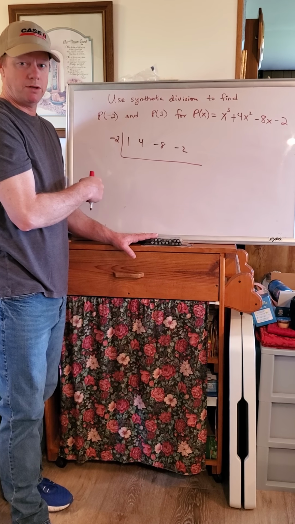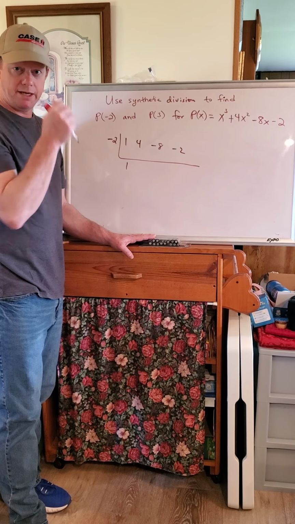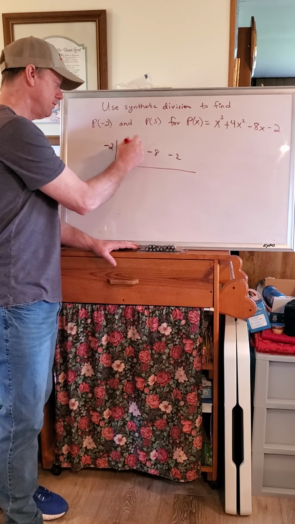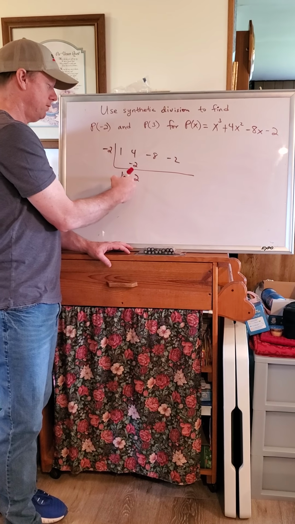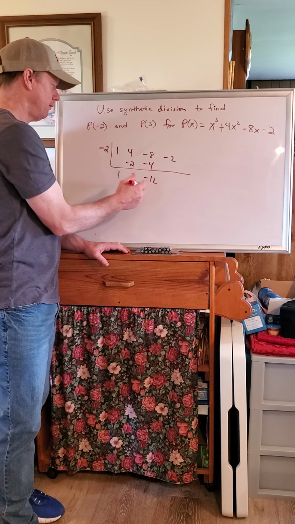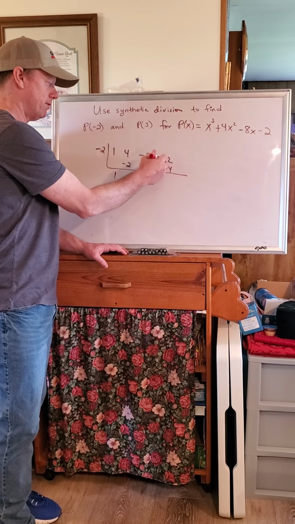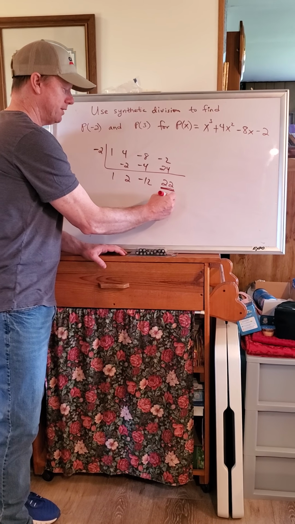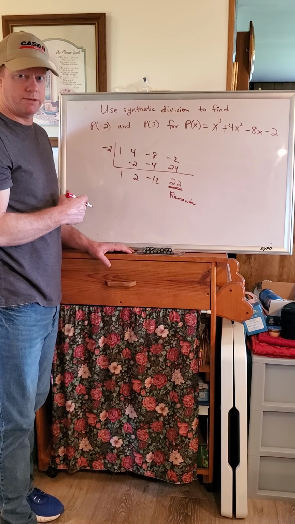Bring down the first guy in the ball game, which in this case is a 1. Multiply and add, just like I taught you previously. So multiply. 1 times -2 is -2. Add, 4 plus -2 is 2. Multiply, -2 times 2 is -4. Add, -8 plus -4 is -12. -12 times -2 is 24. Add, 24 plus -2 is 22. That guy right there, 22, is our remainder. And that remainder is also the answer to this question.